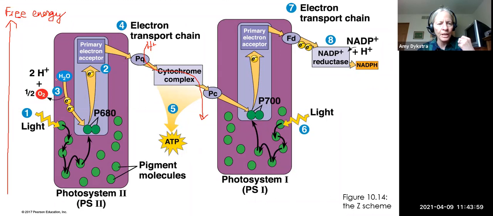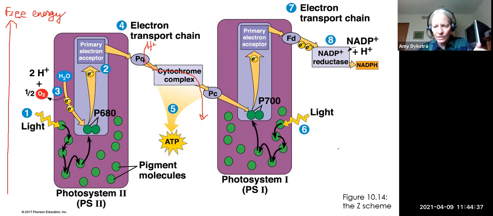So electrons that started in water flow through 2 electron transport chains and finally end up in NADPH. And as the electron goes through these 2 electron chains, these electrons lose energy, as you can see represented by their level on this figure. And that energy is used to pump hydrogen ions, and that proton motive force is then used to make ATP.